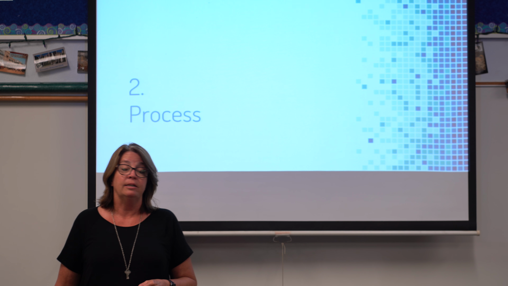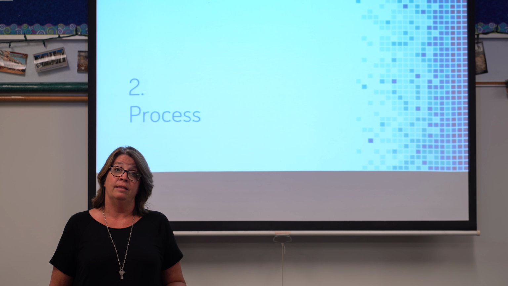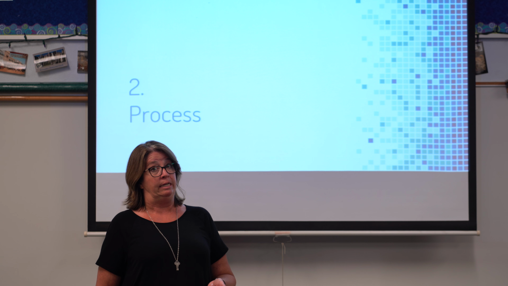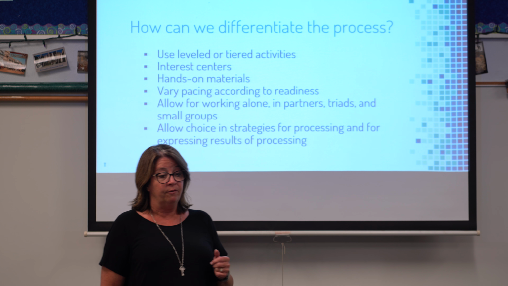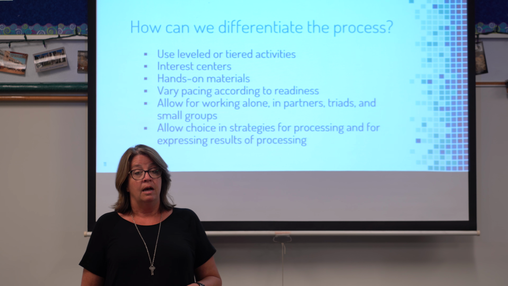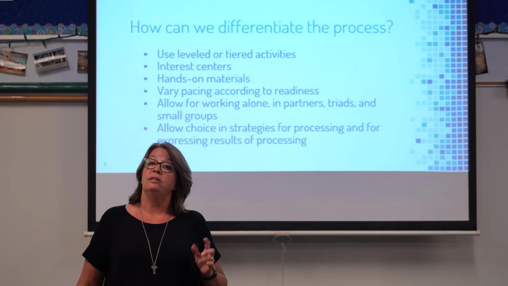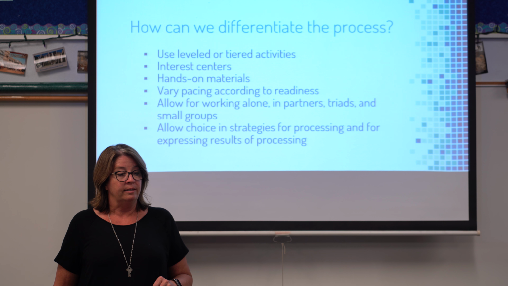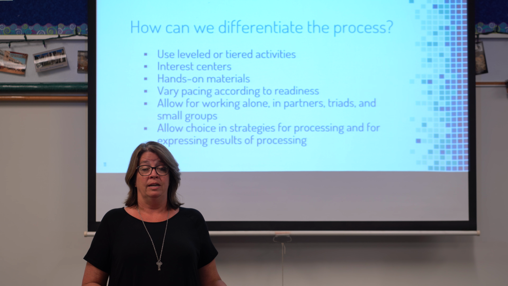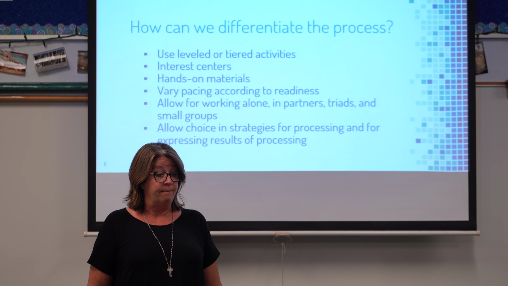Okay. The next one is process. This is the way a student learns the material. So we know that students don't learn everything in the same manner, so we need to actually have alternative ways to teach it. Some ways to differentiate that would be having leveled or tiered activities. We might have interest centers based on what their needs are. Hands-on materials, ways to pace our material differently. Maybe one student is moving through the process slower than another. We need to allow for that time for them.